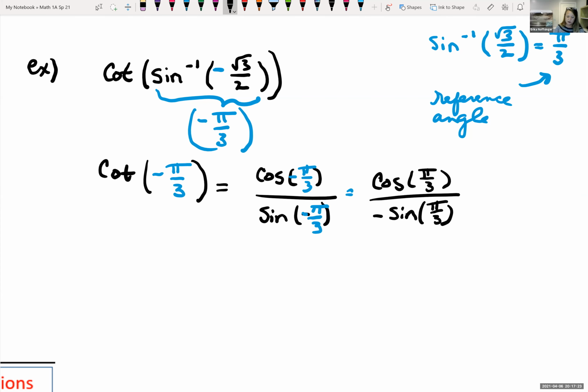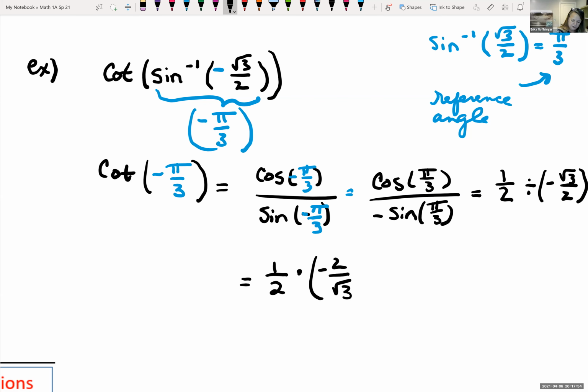Or you could just think of these as reference angles, what it would have been in the fourth quadrant for sine and cosine. So this is 60 degrees. This is going to be 1/2 divided by negative sine of pi/3. Sine of pi/3 is the same thing as √3/2, so negative √3/2. So invert and multiply. So 1/2 times negative 2/√3. The 2's cancel, we get negative 1/√3. Rationalize our denominator, we get negative √3/3.